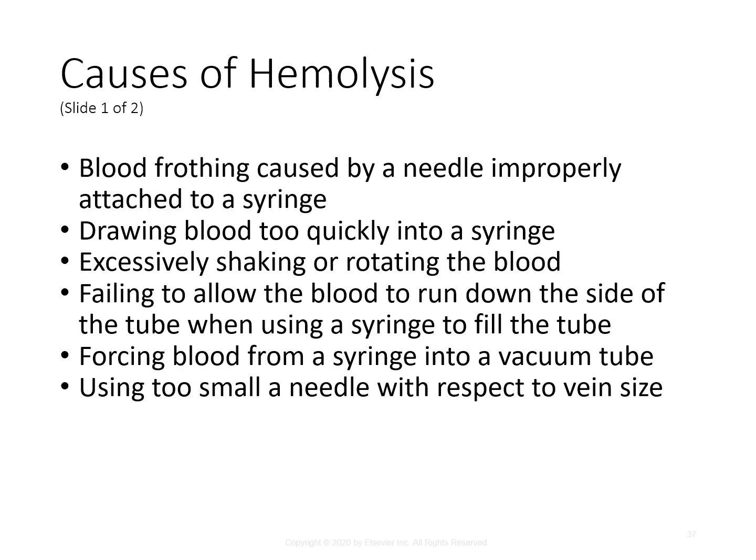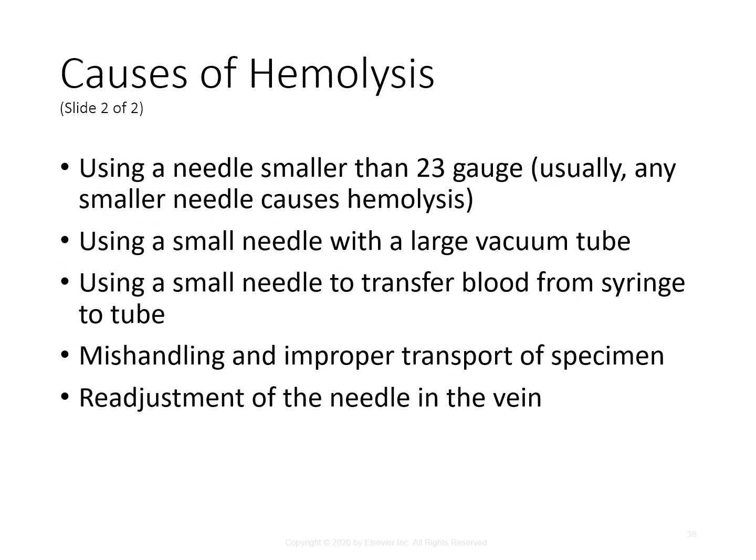Failure to allow the blood to run down the side of the tube when using a syringe to fill the tube, forcing blood from a syringe into a vacuum tube, and using too small of a needle with respect to the vein size can also cause hemolysis. Some more things that can cause hemolysis are using a needle smaller than 23 gauge, using a small needle with a large vacuum tube, and using a small needle to transfer blood from a syringe to a tube.